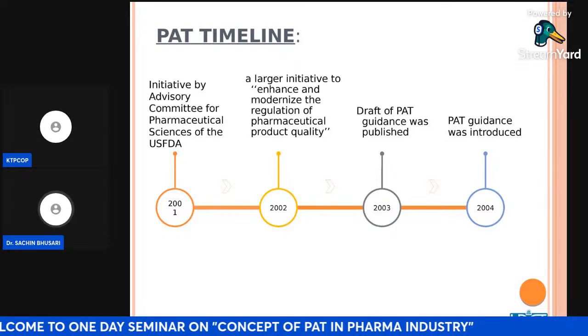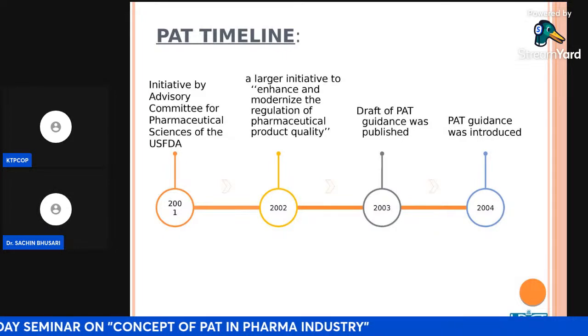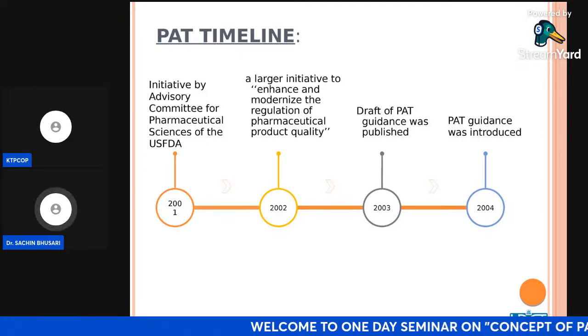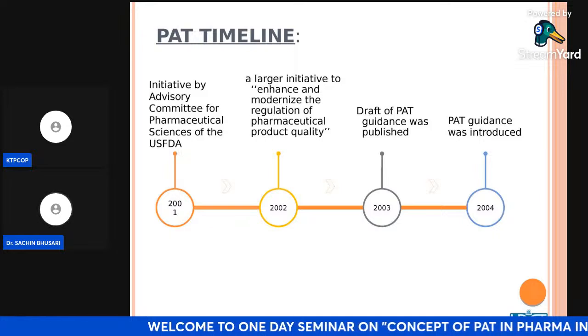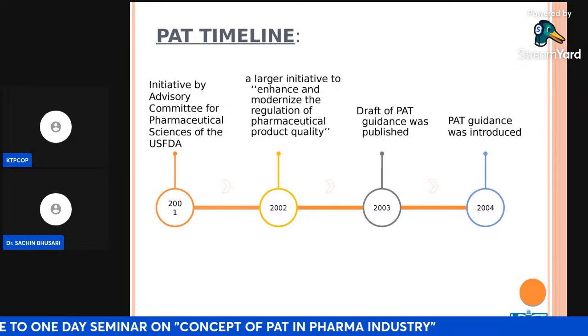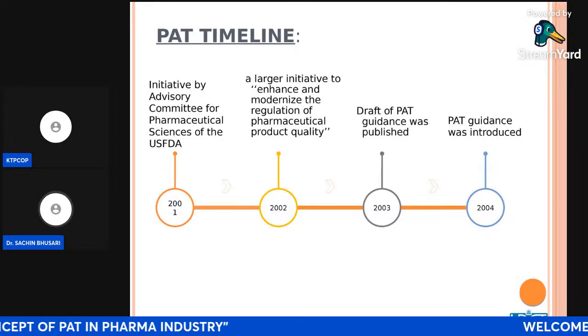So now we are looking towards the PAT. It is basically needed to understand the timeline of the PAT also, how it was developed. Although my slide represents here the starting point of 2001 to 2004, that was the launching period of the PAT, from its official introduction to guidelines.